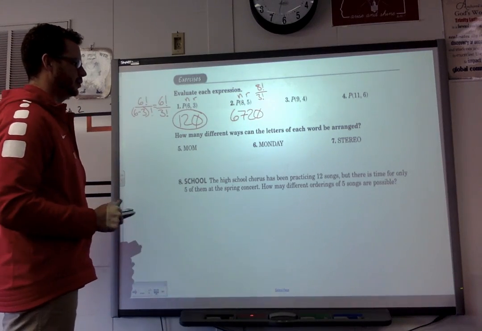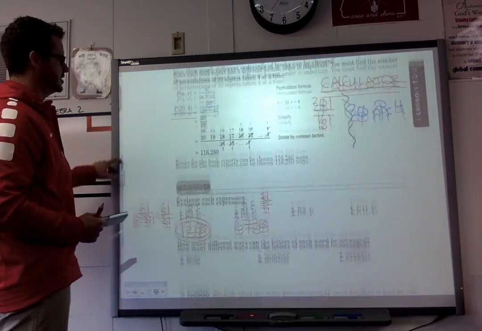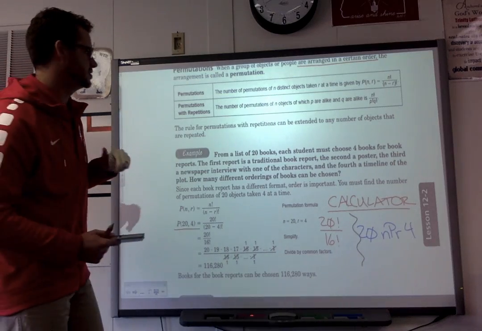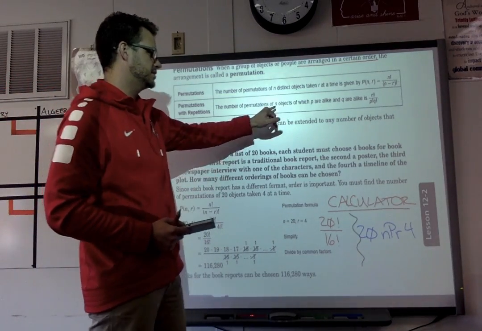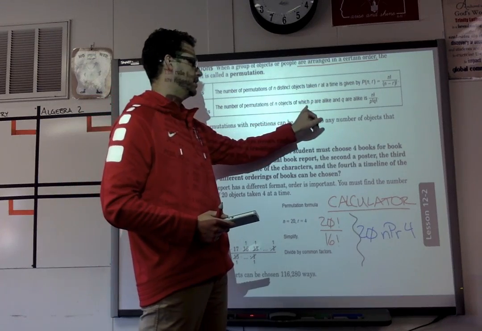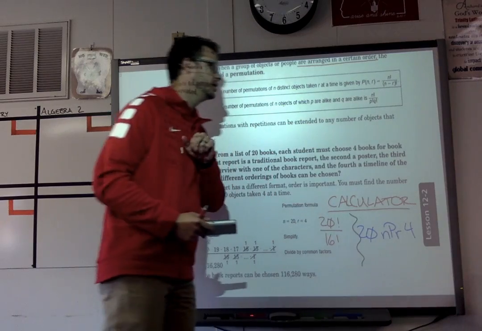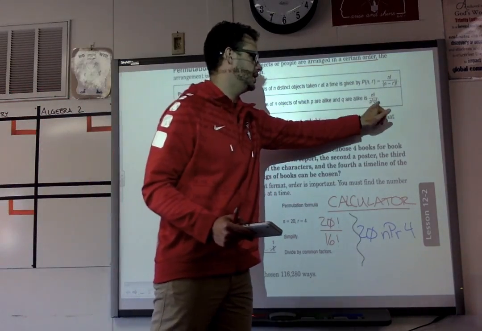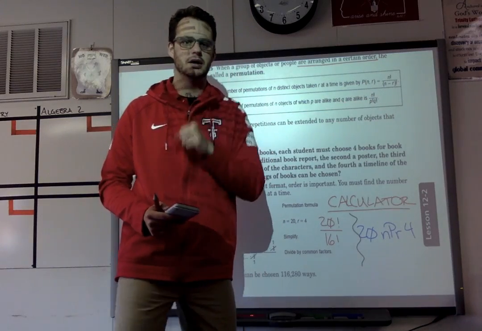Now, how many different ways can the letters of each word be arranged? So this is where we're going to use the second one, the permutations with repetitions. The number of permutations of n objects, so the total number of objects, of which p are alike and q are alike, is n factorial over p factorial times q factorial. Now this one could just be n factorial over p factorial if you only have one thing that is alike.